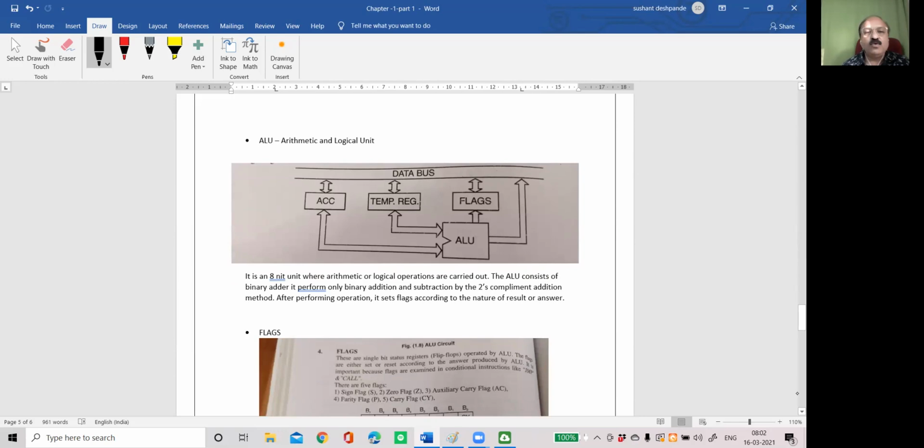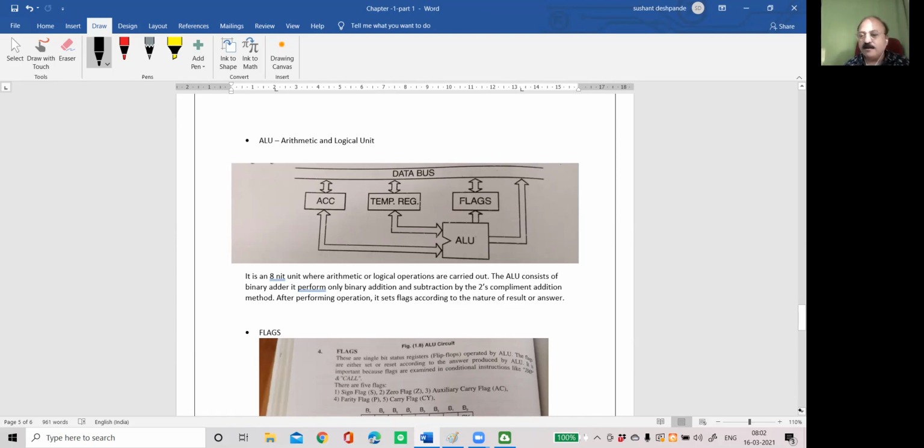See, ALU is arithmetic logical unit. What it does, it operates different operations based on temporary register data and accumulator data. The operations will be done in accumulator and the result will be given. Now, based on this result, the flags will be set. So flags is a register which is 8-bit, and every bit will have a specific meaning.